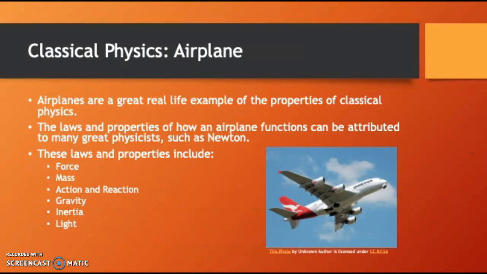Now we're going to look at some classical physics, and the best way to describe what classical physics is is to relate it to an airplane. Airplanes are a great real-life example of classical physics. There are several laws and properties of physics to explain how an airplane functions. These laws and properties can be attributed to many great physicists such as Sir Isaac Newton. The laws and properties of how an airplane functions include force, mass, action and reaction, gravity, inertia, and light.